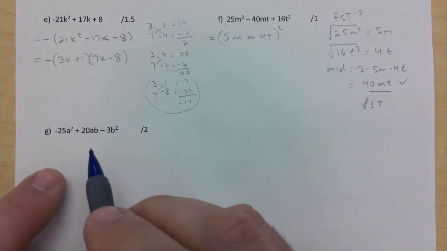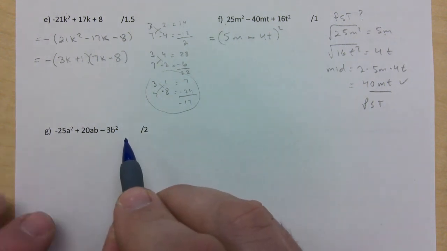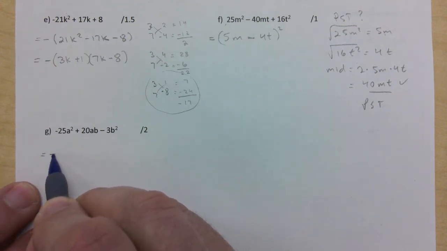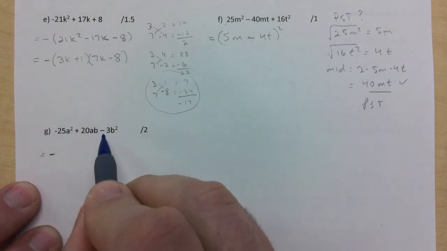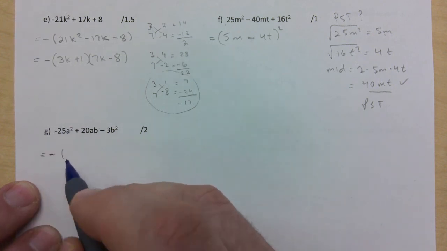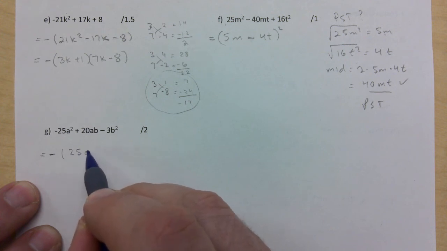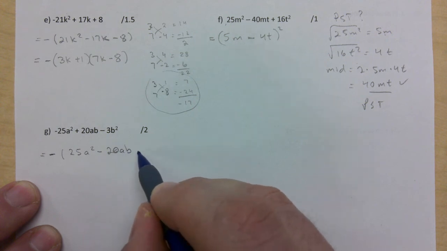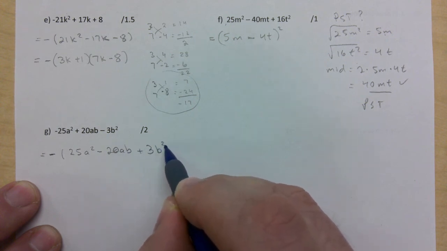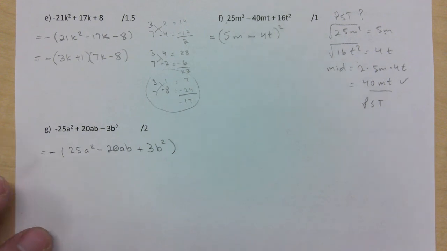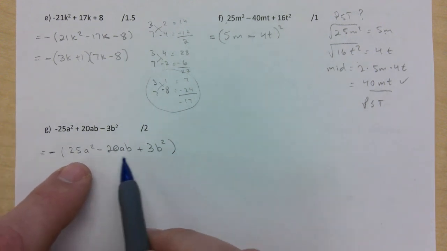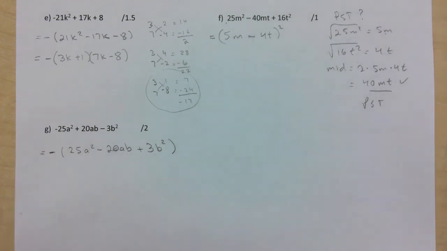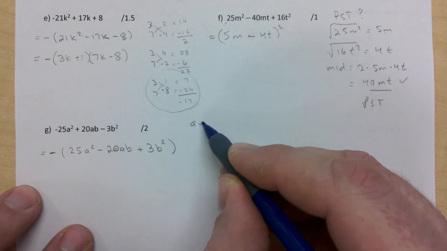Just practice, okay? So here we have the last one. I need to take out a negative. I don't need to rewrite it. I'm just going to take out a negative, and that leaves me with 25a squared minus 20ab plus 3b squared. It cannot be a PST. You don't even have to try because you can't take the square root of 3, right? So this is an a is not equal to 1 scenario.